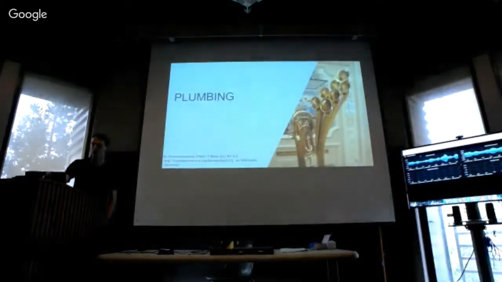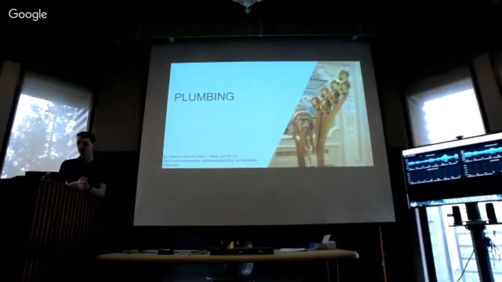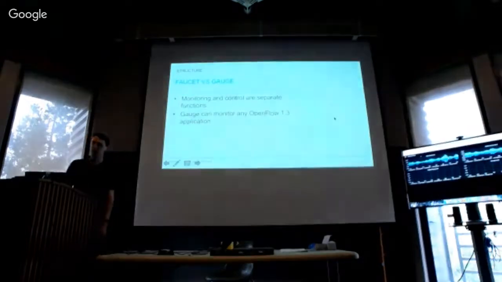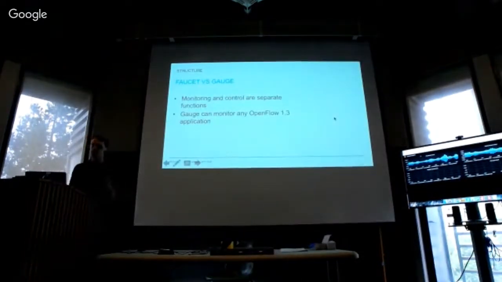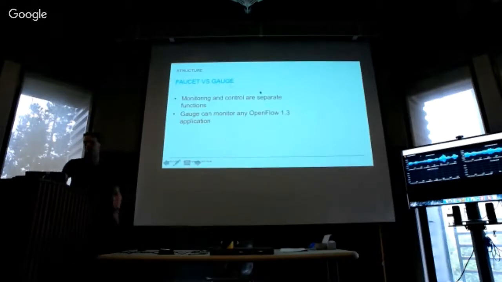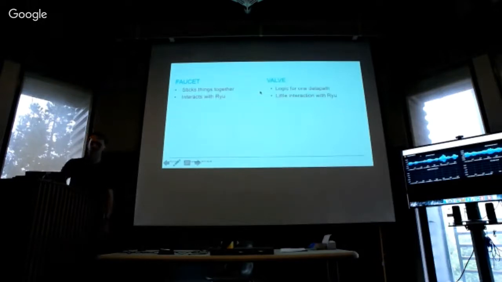All right, so then there's the plumbing, how this all fits together. There are two parts to Faucet: there's Faucet and there's Gauge. This is because monitoring and control are separate functions. So Faucet does your control, Gauge does your monitoring, and theoretically Gauge can monitor any OpenFlow 1.3 application. I suspect I'm going to need to write it to support 1.0 to 1.5 at some point for my PhD. That's not really of any benefit to Faucet, but that'll be an interesting thing, perhaps.